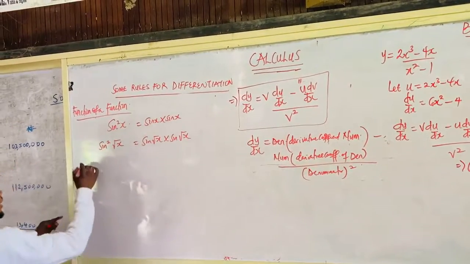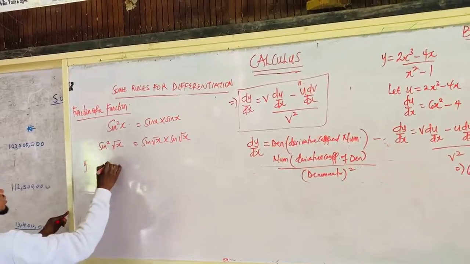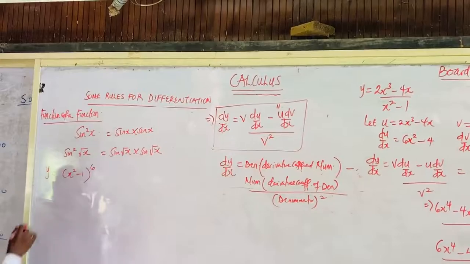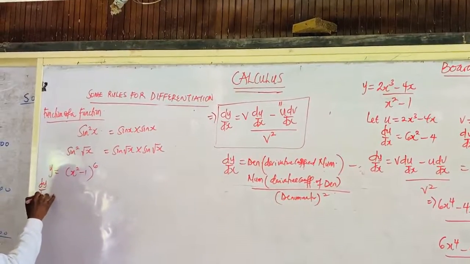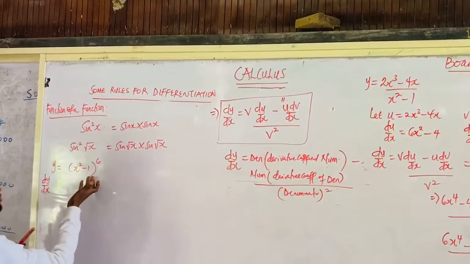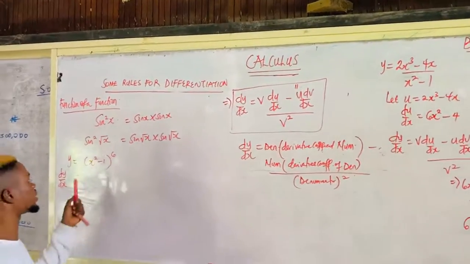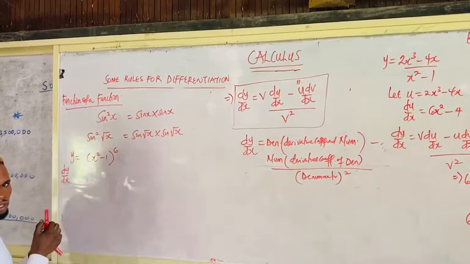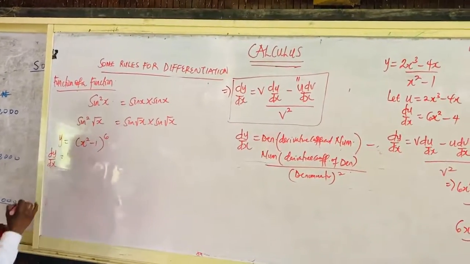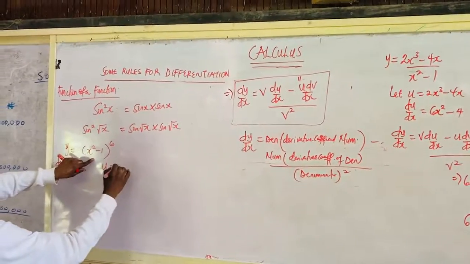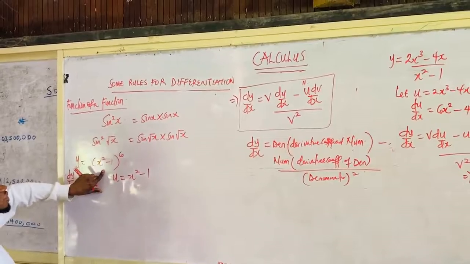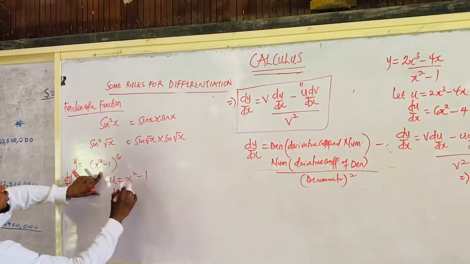Let's say we have y equal to (x squared minus 1) raised to power 6, and we have to find dy/dx here. Now, instead of expanding this, I can actually expand it using binomial expansion or Pascal's triangle, then find the derivative coefficients. But to save time, how do I find dy/dx here? I can make u to be x squared minus 1. If I make u to be x squared minus 1, that means the original function becomes y is equal to u raised to power 6.